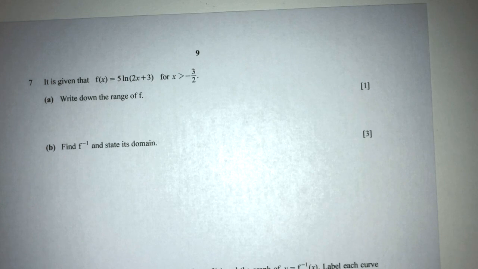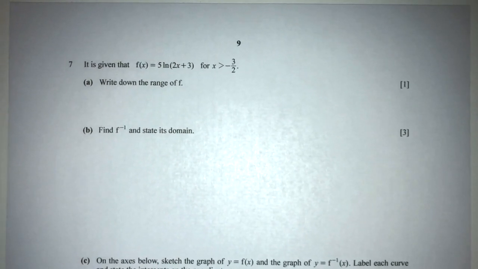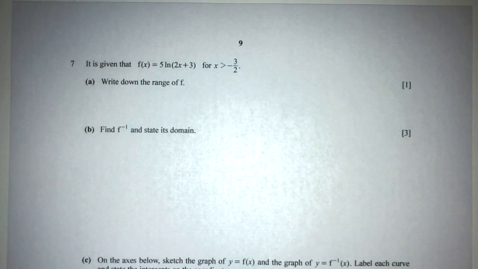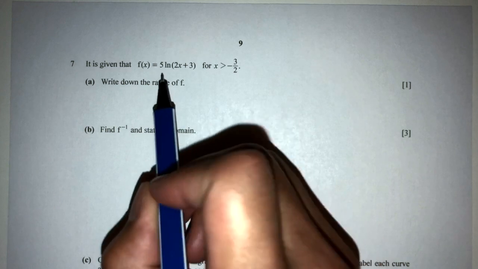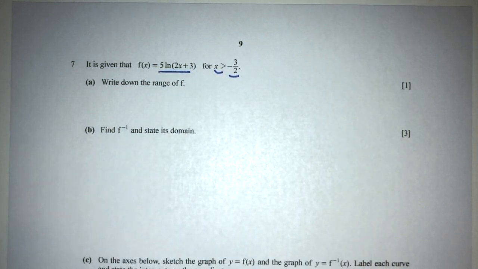Okay, so let's move on to the next question. That is question number 7. It is given that f of x is equal to this function for x is more than this value. So write down the range of f.